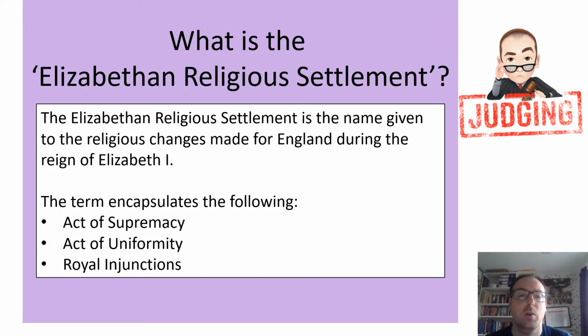So first of all, the question: what is the Elizabethan religious settlement? Well, this is the name given to the religious changes made for England during the reign of Elizabeth I, and it's made up of three key elements: the Act of Supremacy, the Act of Uniformity, and these are the bits that are mainly focused on the actions of 1559, and then on top of these and building around these are the royal injunctions, which gave more detailed instructions to the church about how things should be done.